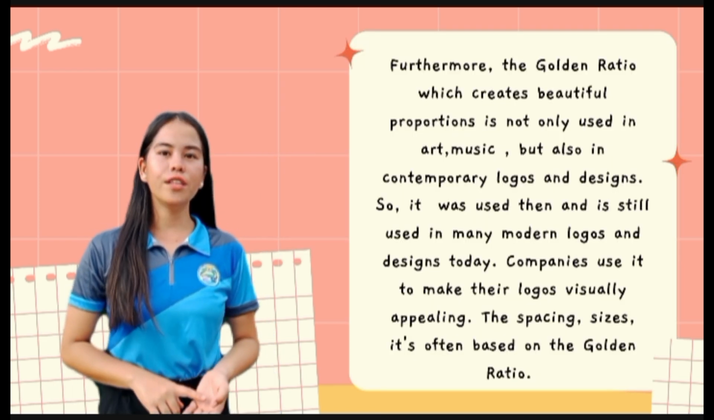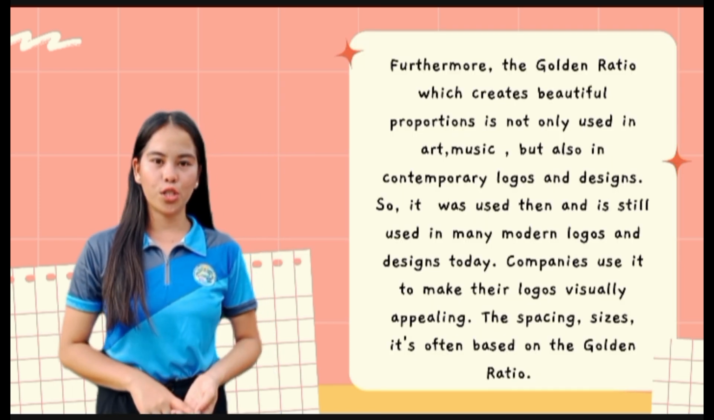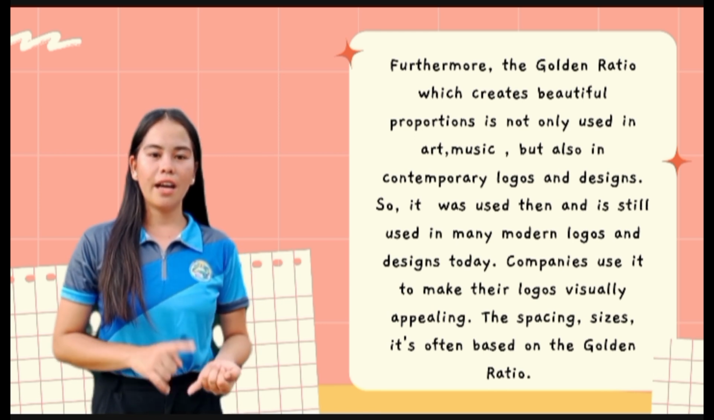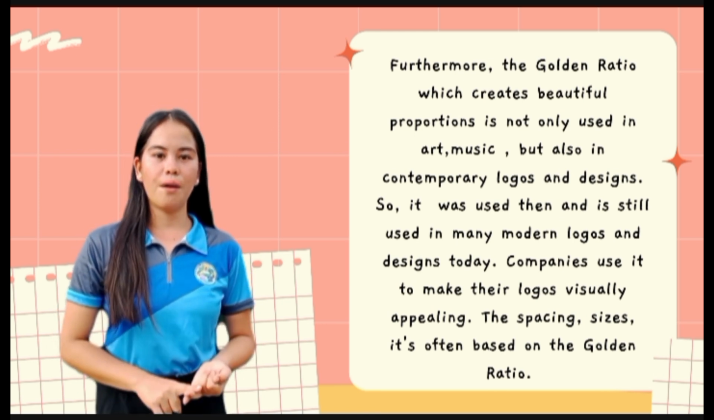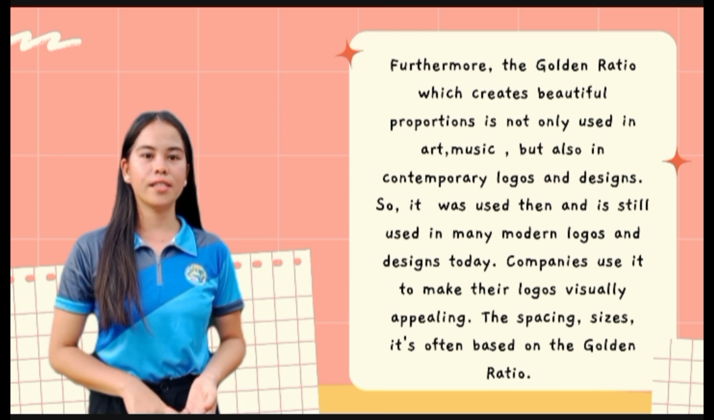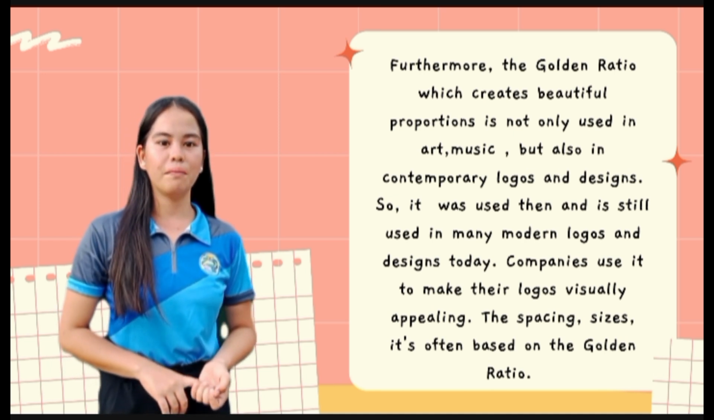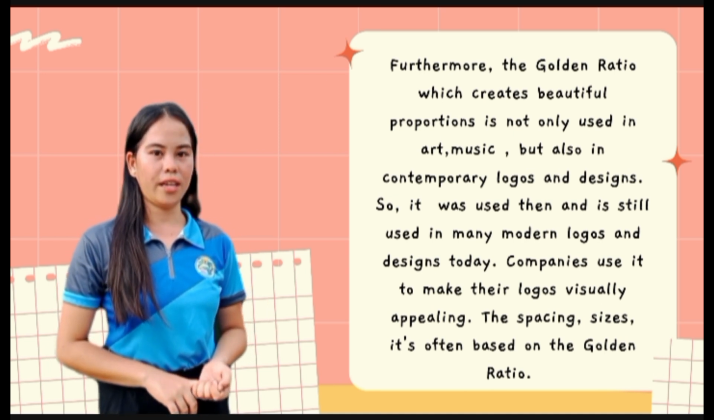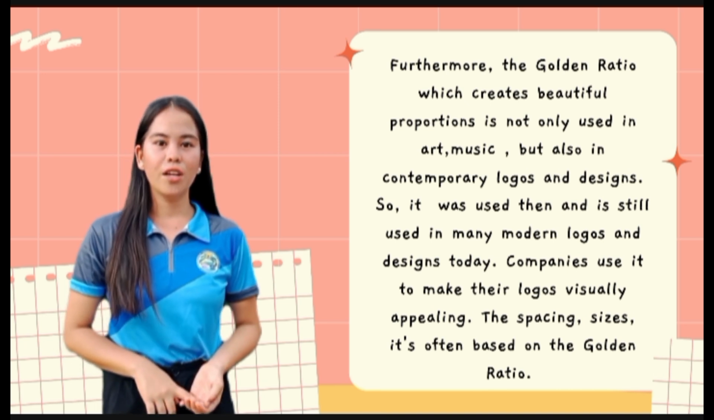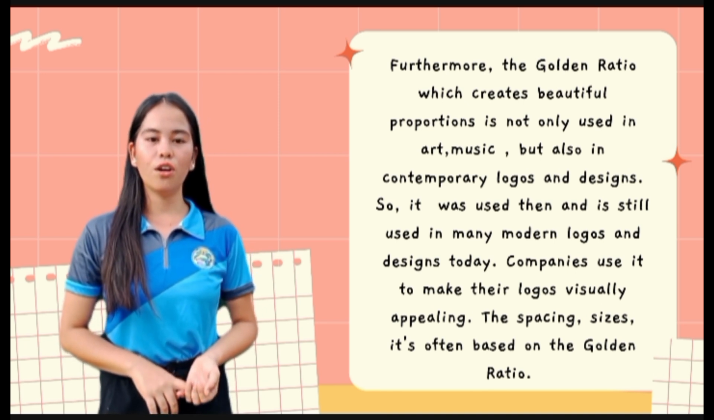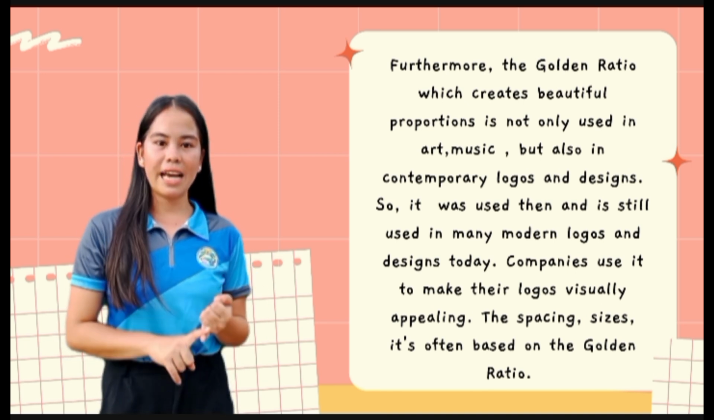Furthermore, the golden ratio, which creates beautiful proportion, is not only used in arts and music, but also in contemporary logos and designs. So, it was used then and is still used in many modern logos and designs today. Companies use it to make their logos visually appealing. The sizes and shapes are often based on the golden ratio.